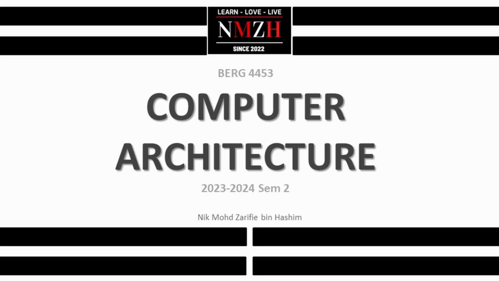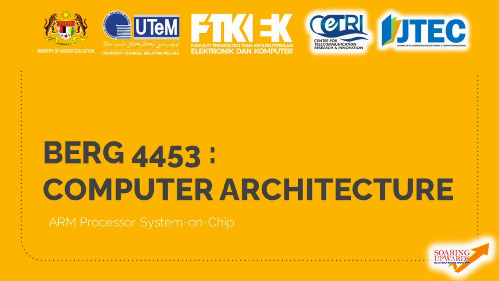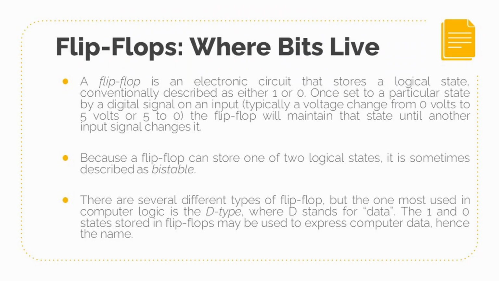Hi everyone. In this video we will continue to discuss the ARM processor, part 2. Firstly, the flip-flop. A flip-flop is a bistable electronic circuit capable of storing one of two logical states, typically represented as 1 or 0, true or false, high or low, etc. Once set to a particular state by an input signal, often a voltage change, the flip-flop will maintain that state until another input signal changes it.